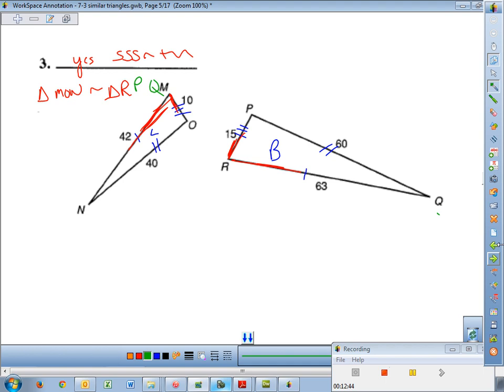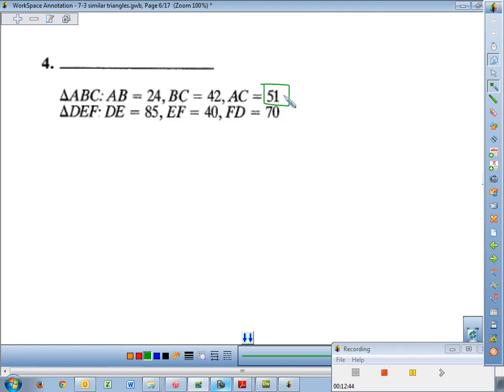I don't see the pictures though, but you got lengths. Do you have all 6 guys represented? So wouldn't you try side, side, side out of that situation? Now let's do this. Here is 24, 42, 51. Out of these 3 in triangle ABC, what's the longest one? Put a box around it. Find the longest one in the other guy, put a box around it. What would that be? 85.